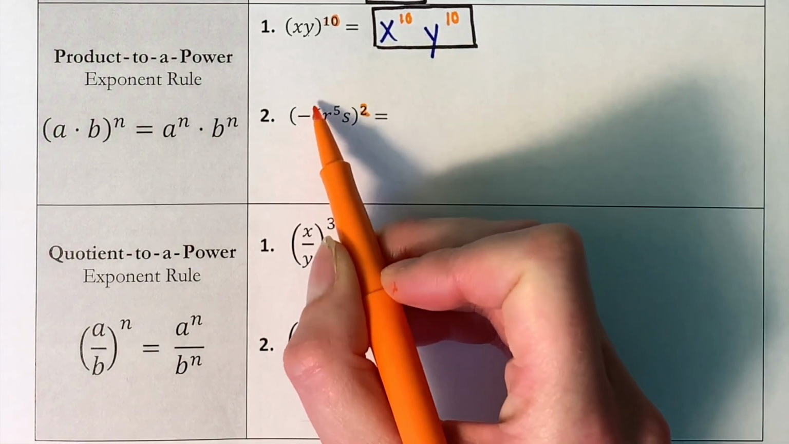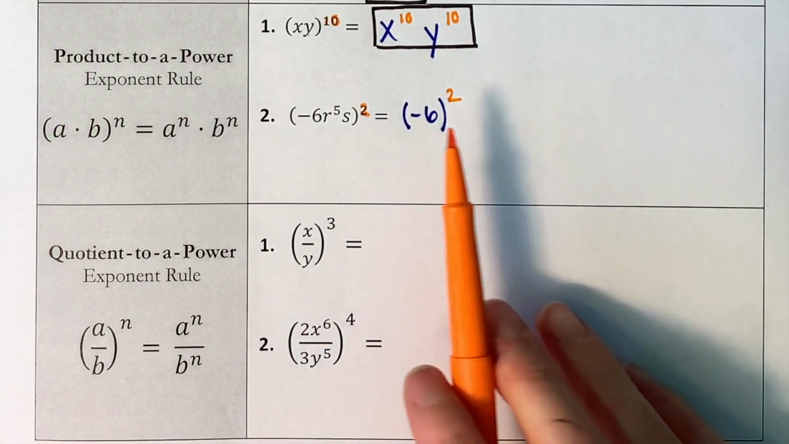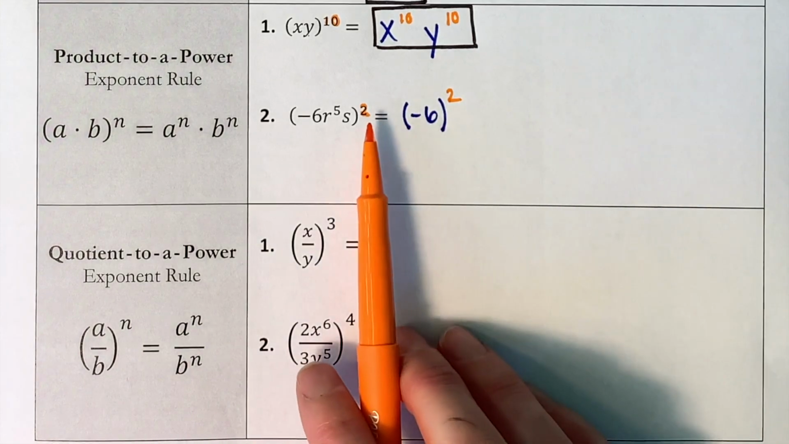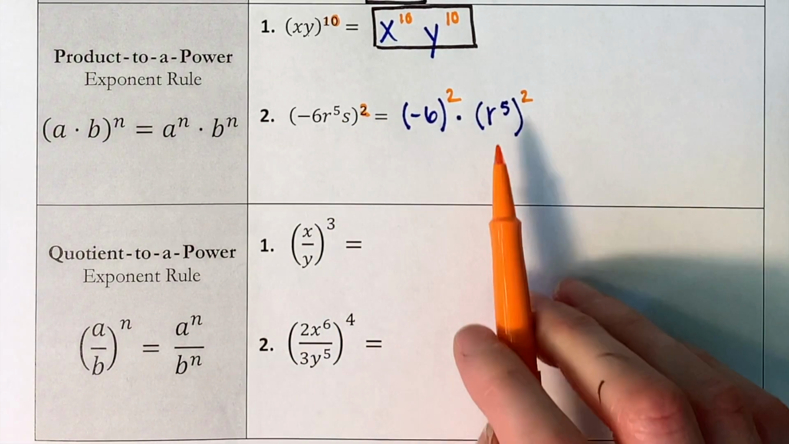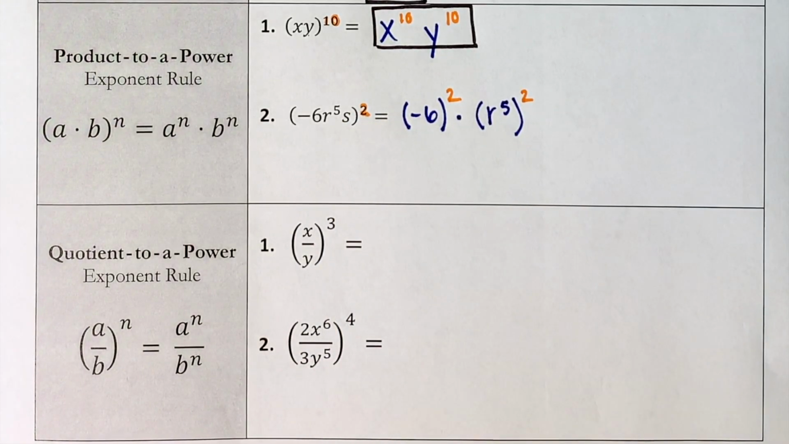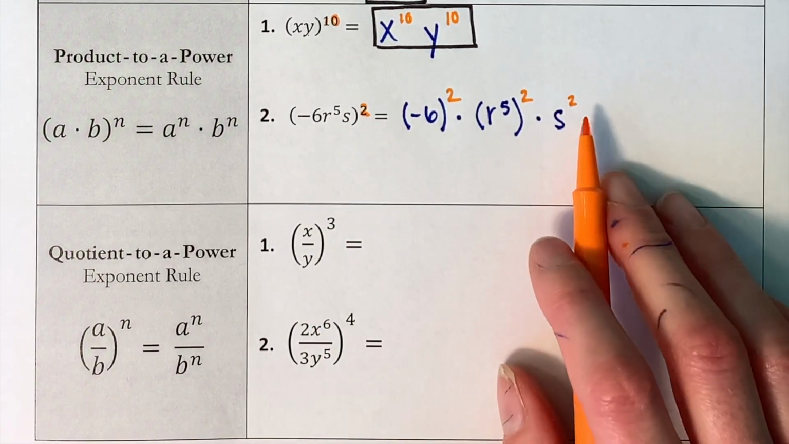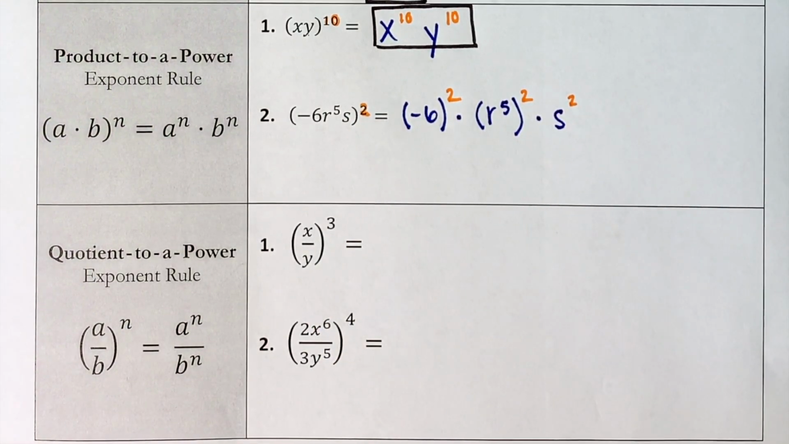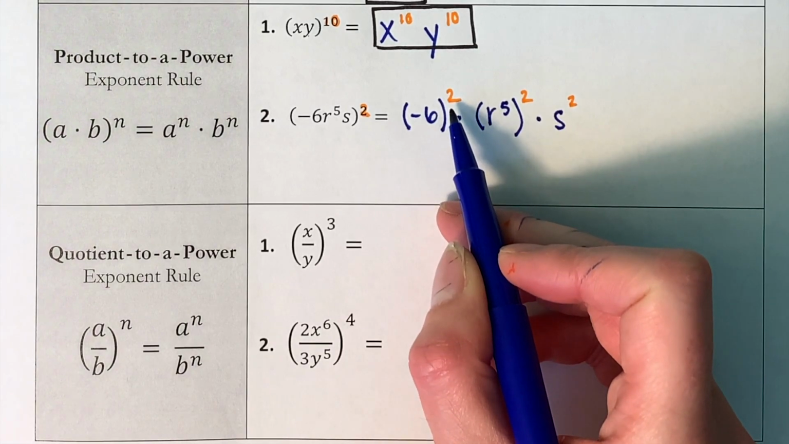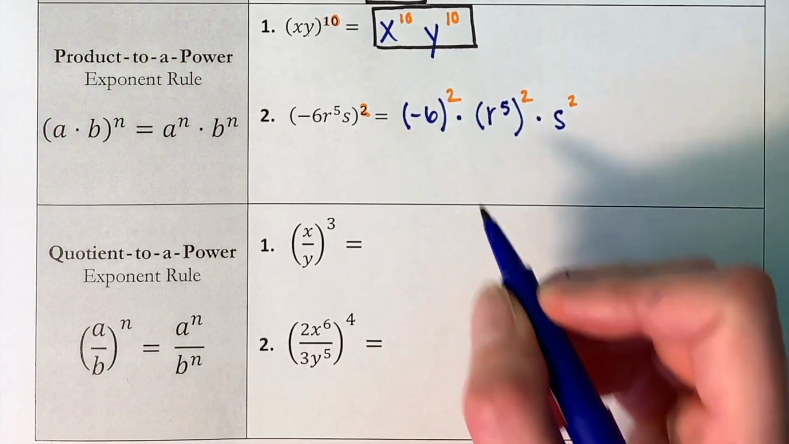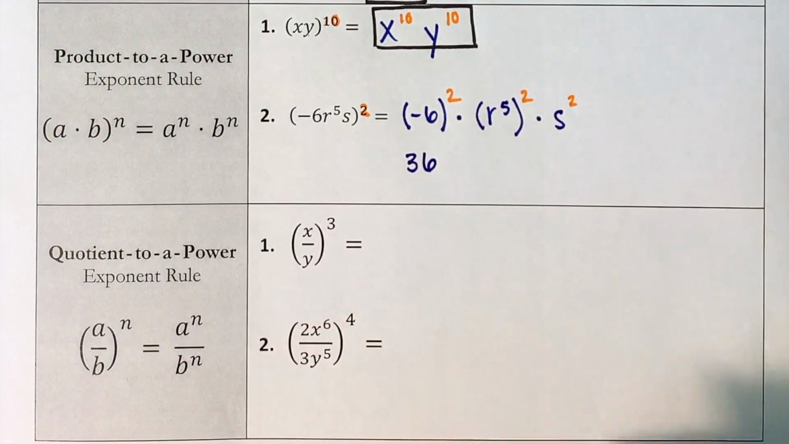So we'll apply the 2 to the -6. That will give us -6 squared. Then we'll apply the 2 to the r to the 5th to get r to the 5th squared. And then we'll apply the 2 to the s to get s squared. Now let's simplify. -6 squared is the same as -6 times -6, which gives us a positive 36.